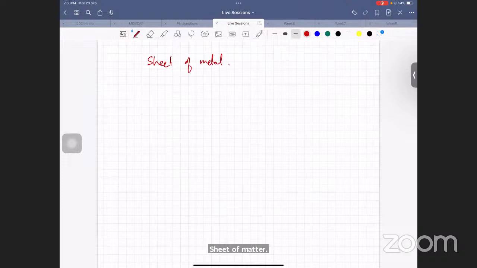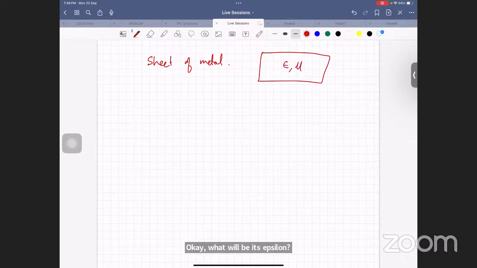What will be its epsilon and what will be its mu? That's the question, right? Because, as we discussed many times in the course, nanophotonics is all about engineering epsilons and mu's. We cannot change much about the frequency. The light always travels, and wherever it is, Maxwell's equations are the same.